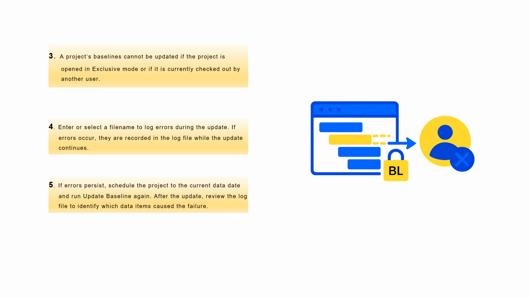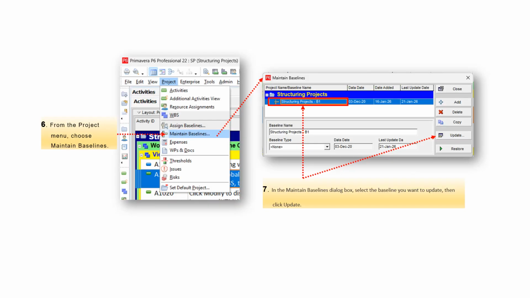5. If errors persist, schedule the project to the current date and run update baseline again. After the update, review the log file to identify which data items caused the failure. 6. From the project menu, choose Maintain Baselines. 7. In the Maintain Baselines dialog box, select the baseline you want to update, then click Update.